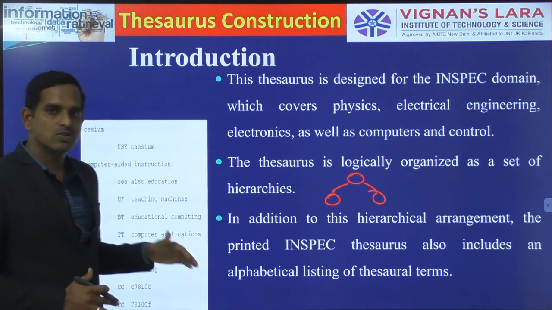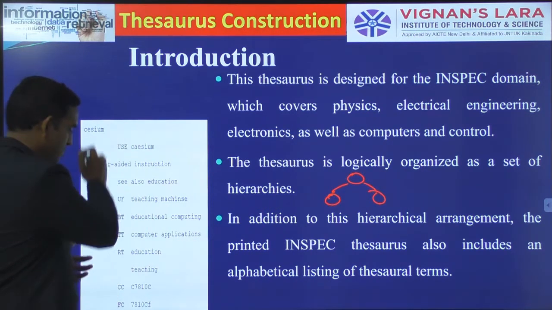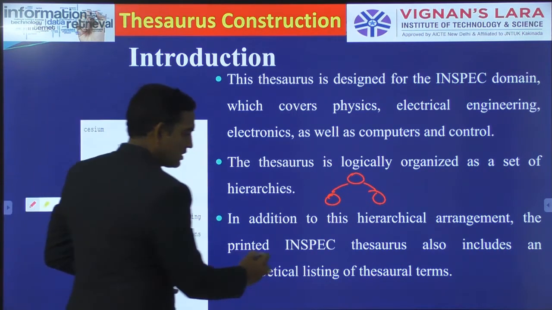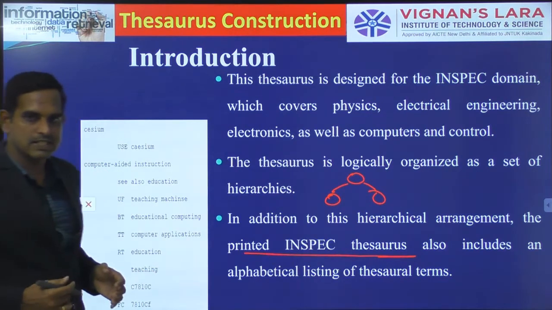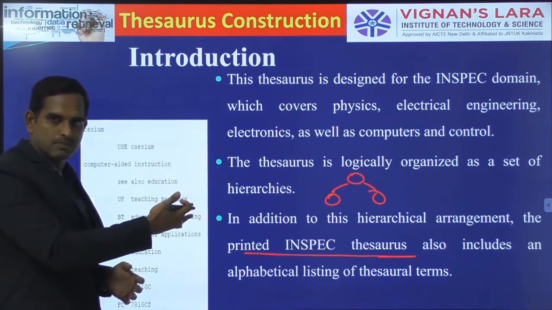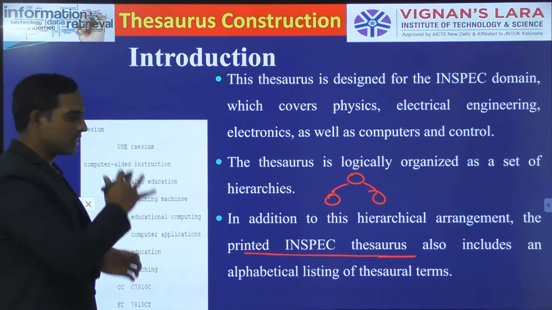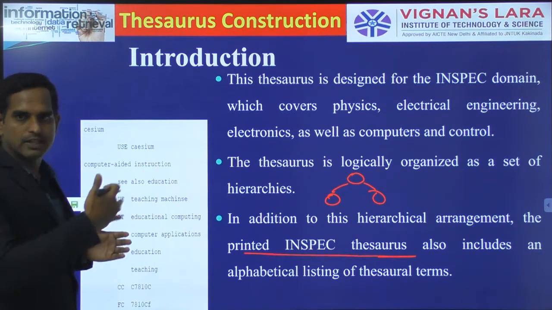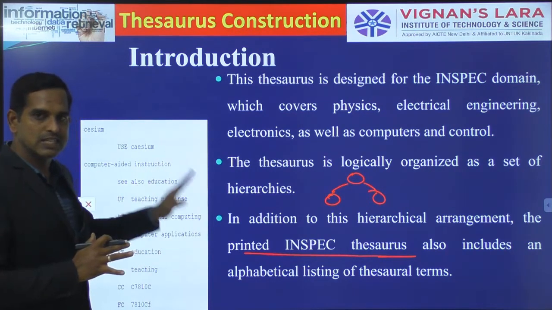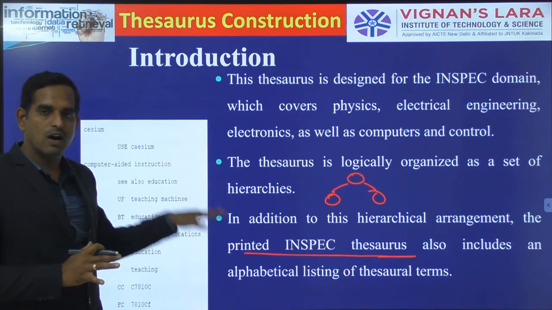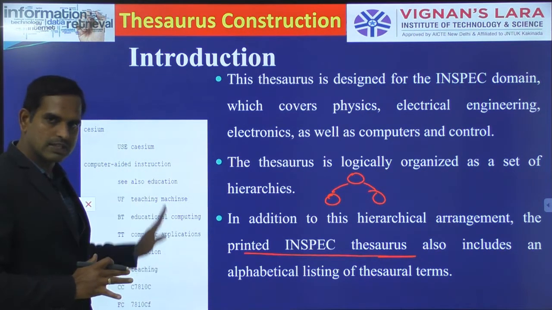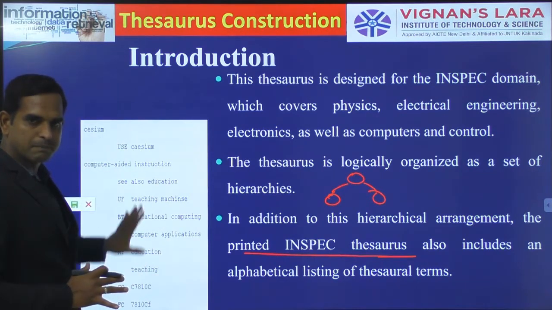What you have to understand is that you will have the printed Inspect Thesaurus, which contains the list of all terms present in the Thesaurus. They will be present in this manner, that is, one term, second term, third term, like this. You will have the complete list of possible words present in the Thesaurus in the system. So this is the complete list.